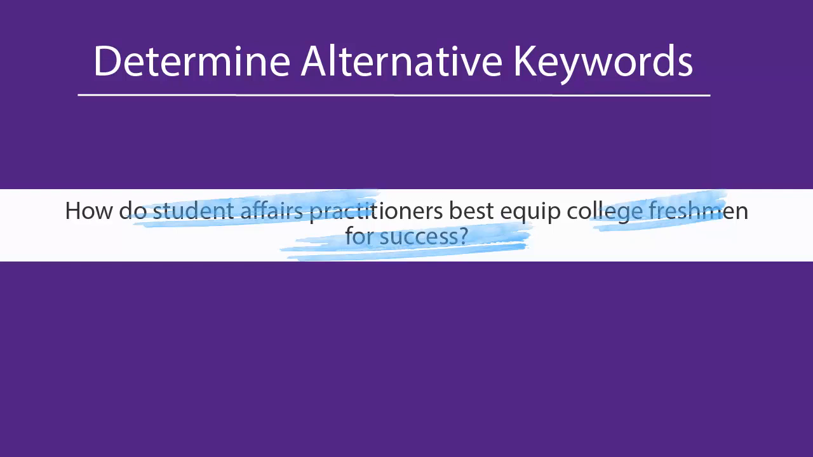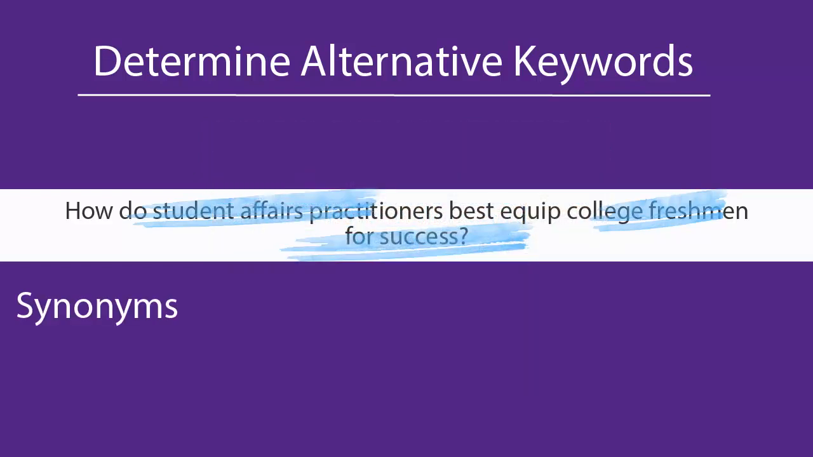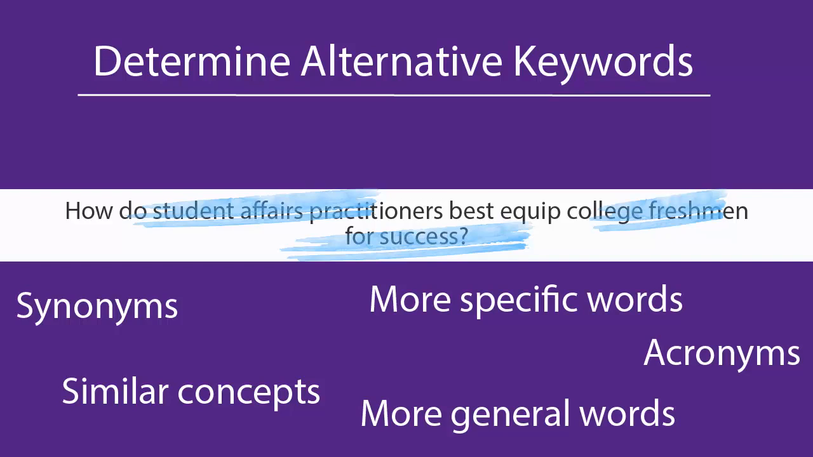After identifying your main concepts, you should come up with alternative terms or keywords. Having a variety of keywords on hand makes it easier for you to change your search if you hit a brick wall while looking for articles. These alternative words might be synonyms, similar concepts, words that are more specific or more general, or acronyms.